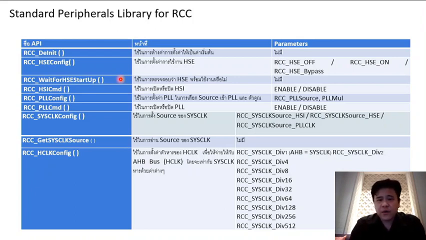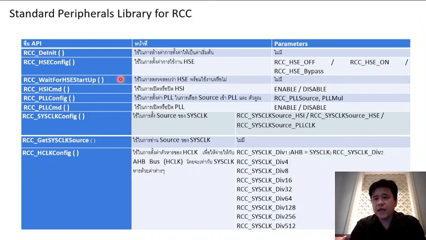Then what do you have? You have the HSI command. For the HSI command, you know exactly HSI is the internal oscillator, right? This one is used to enable or disable HSI, because when you change from HSI to HSE, if you still leave HSI open, it consumes a lot of energy because you still have some oscillation inside your CPU.